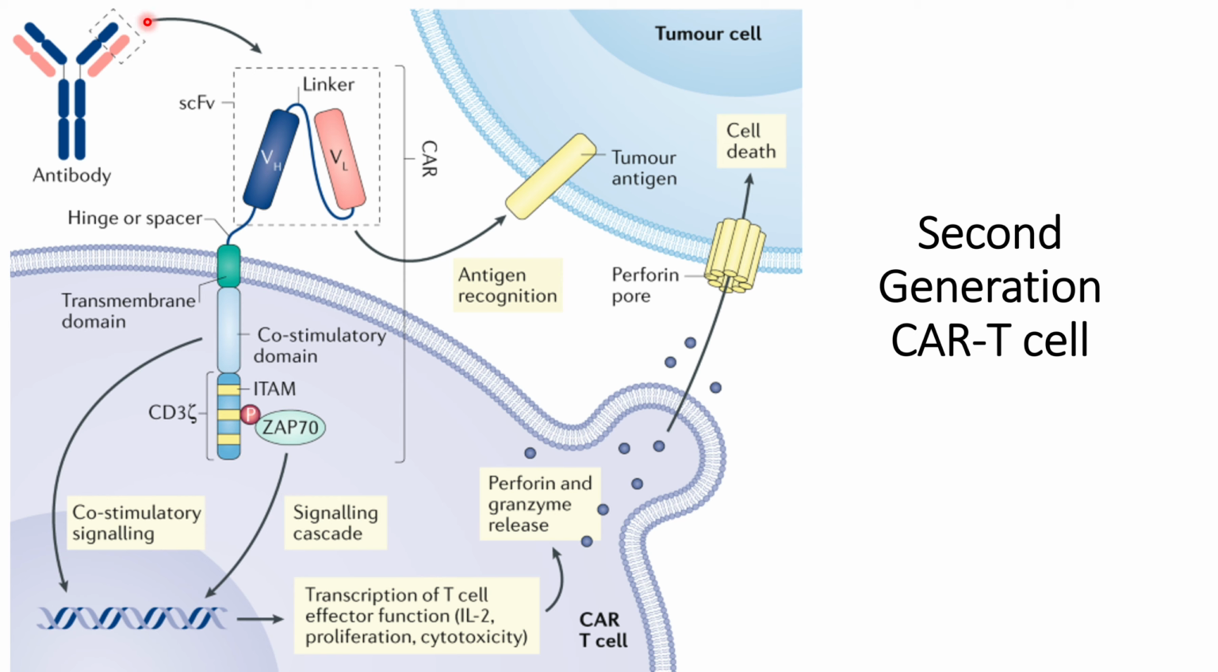On the top left side we can see how this single chain fragment is formed. The part of the antibody generated within the animals, that is the variable heavy chain and light chain, is used to form these chimeric antigen receptors. And this co-stimulatory domain activates via a different signaling pathway. However, whenever it activates, it also finally leads to the transcription of T cell effector function, that is IL-2 proliferation and cytotoxicity, and that in turn leads to the release of perforin and granzyme, which enter the tumor cell and cause its death.